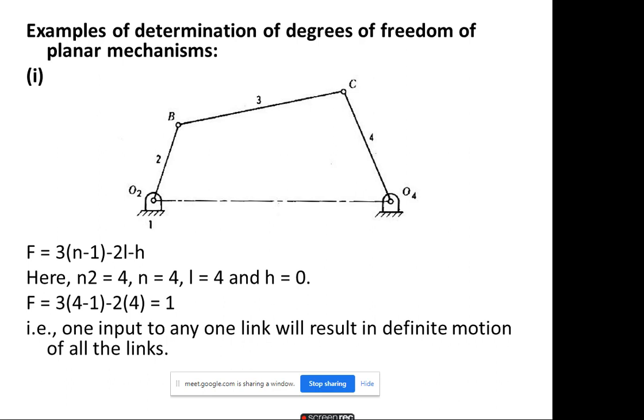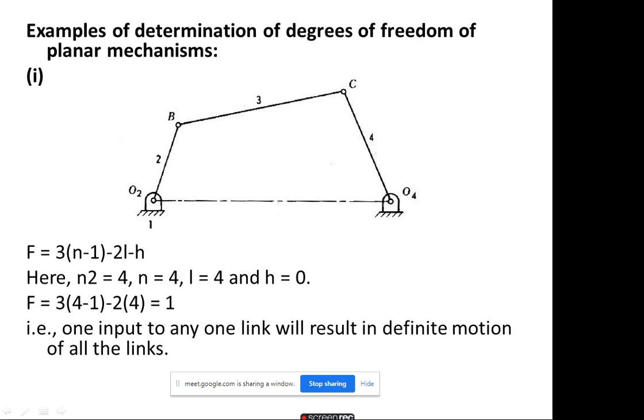So for the 4-bar mechanism, in the same way, we have to go for the slider crank mechanism also. In this 4-bar mechanism, what you had seen is that the fixed link is taken as 1 and the rest of the links are taken as 1', 2, 3, 4. So 4 links, and the lower pairs are calculated in the form of the joints, 1, 2, 3, 4 joints, and higher pair is 0.